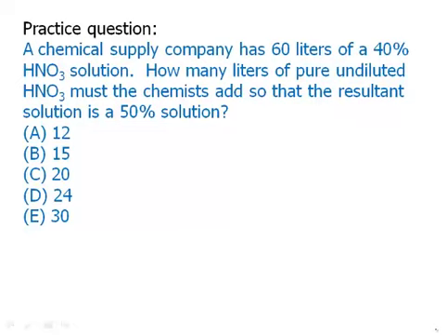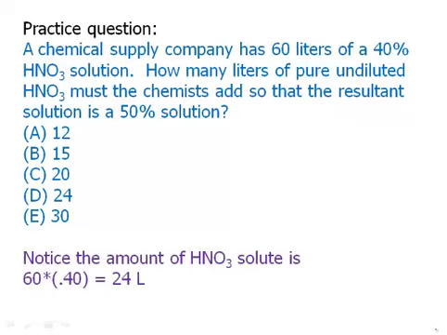So C is a nice round number, so we'll just pick C as our answer. Before we even pick it, notice that the amount of solute in the beginning solution, 40% of 60, is 24 liters. There are 24 liters of the acid in the initial solution. So now let's pick C. We add 20 more liters of acid.